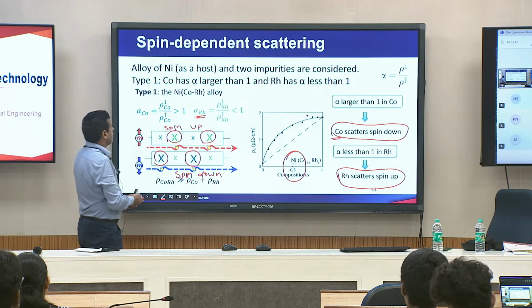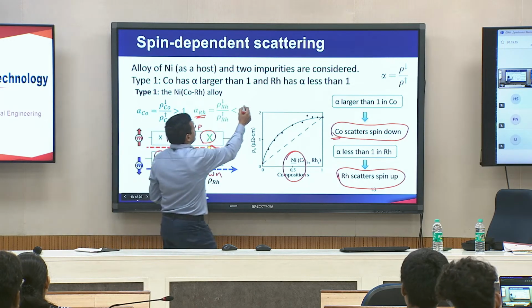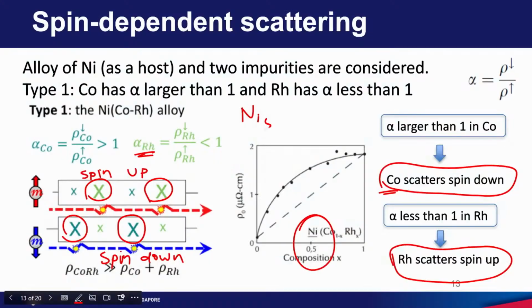So, what it means is that when you have, say, nickel 50, cobalt 25, rhodium 25. So, when you have this kind of system, cobalt scatters spin down electron, rhodium scatters spin up electron. Both the elements you add scatter two types of electron. As a result, when you have intermediate composition, your resistance is much larger. Okay.